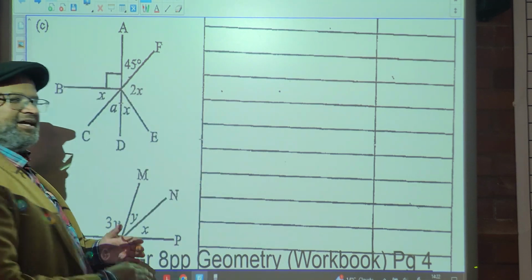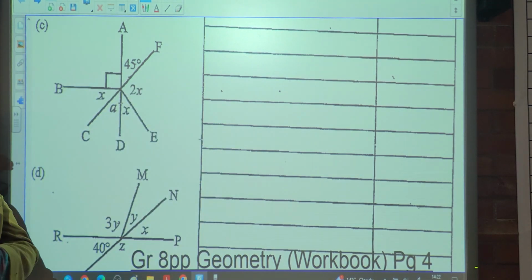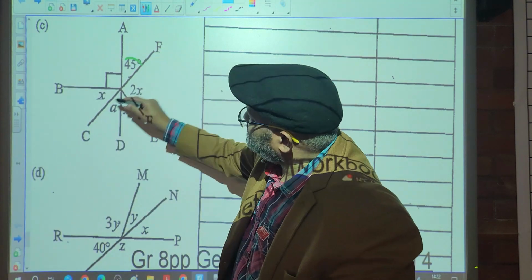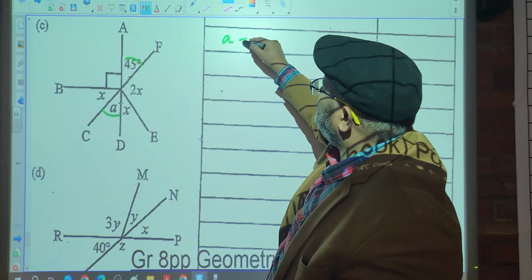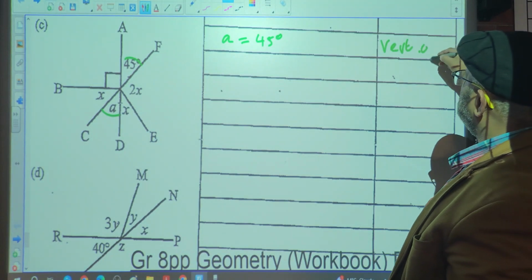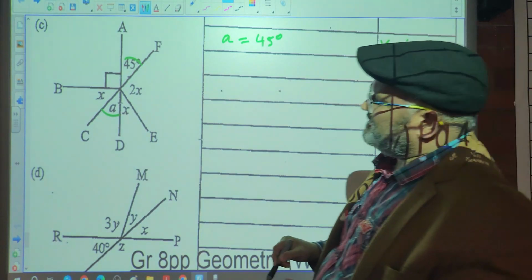Again, in the exam, if you have calculated x first and then A, still full marks for you. That's what makes geometry so easy. There are many ways to solve the same thing. So A, as you can see, two straight lines there. So A is going to be 45 degrees. Why? It's vertically opposite. That's 45.